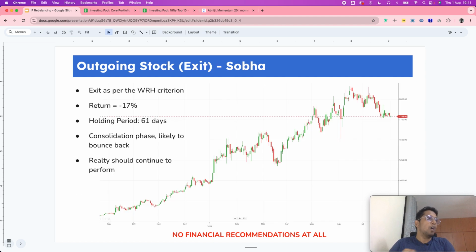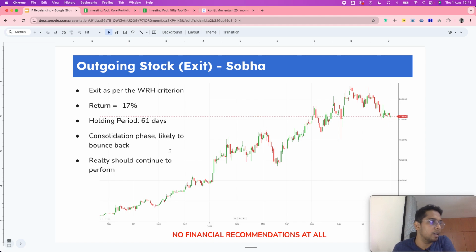Okay, so the outgoing stock is Shobha. As we saw, it is basically consolidating. It is not falling as much, but as I mentioned in the previous video also, momentum is about relative ranking, right? Something else performs well, it comes out on top. You are maybe not underperforming a lot, but relatively your performance is not that good. So the holding period was 61 days.